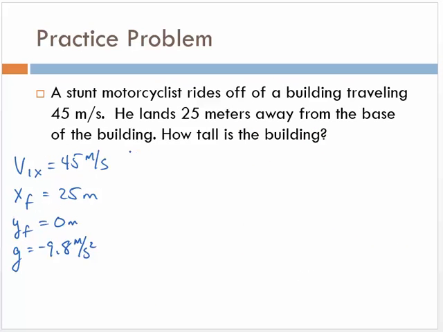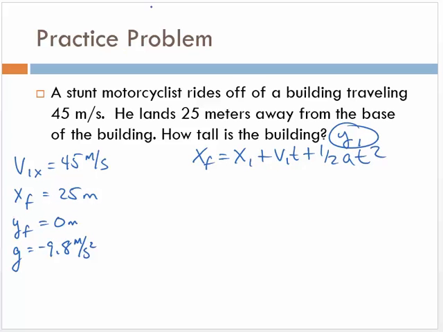Okay, here's our problem. Stunt motorcyclist rides off a building traveling 45 meters per second. He lands 25 meters away from the base of the building. How tall is the building? That right there is yi. That's what they want me to find. So if I've got to find the height of the building, I have to start, as we've said, with the other equation: xf equals xi plus vit plus 1/2 at squared.